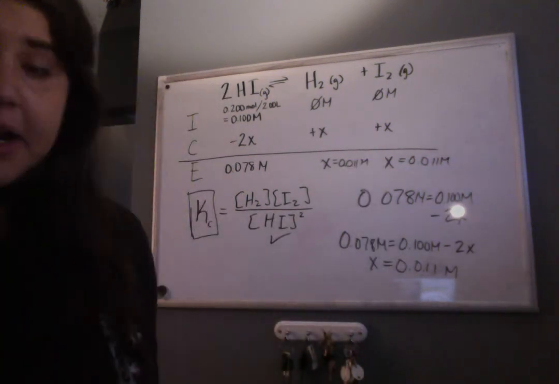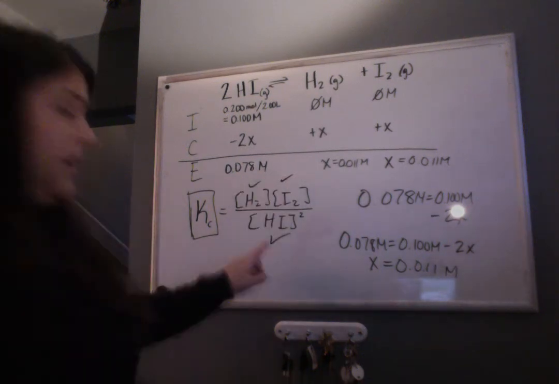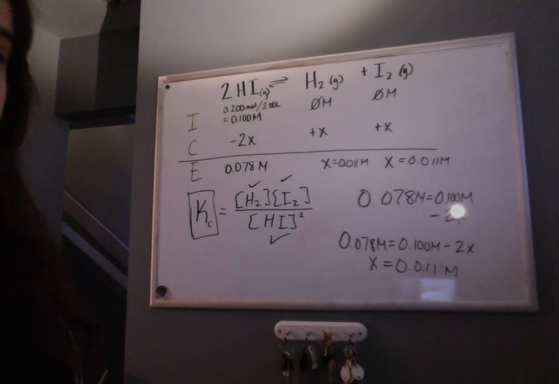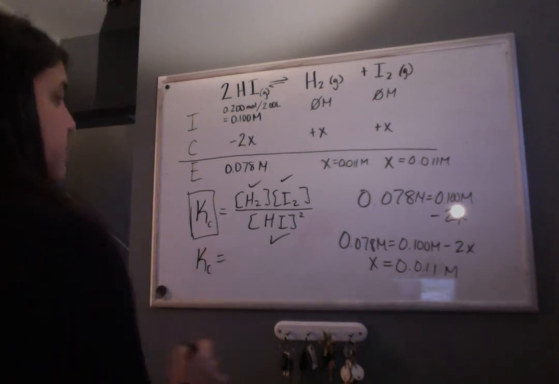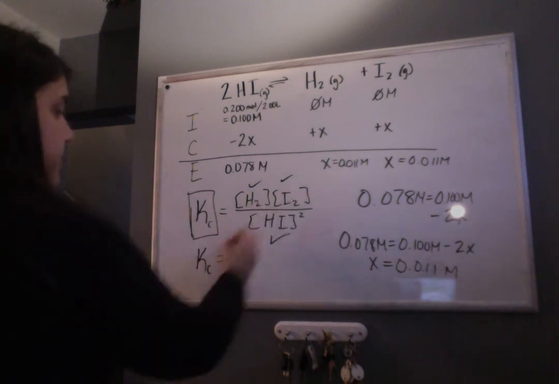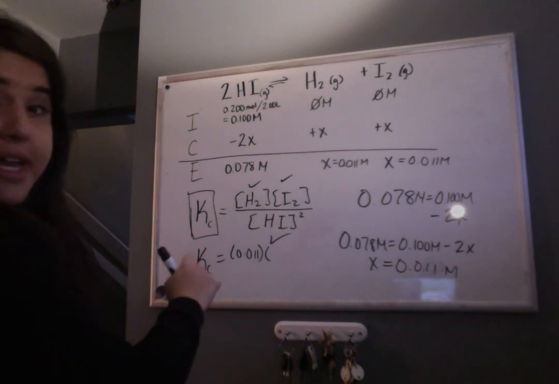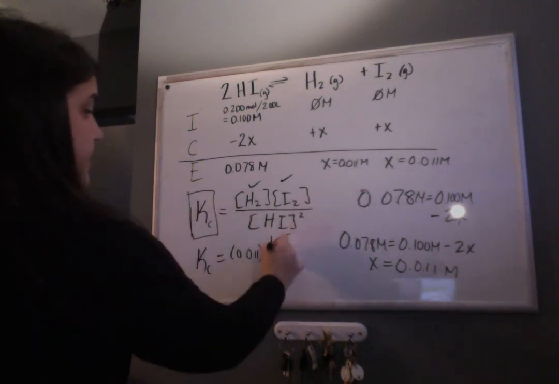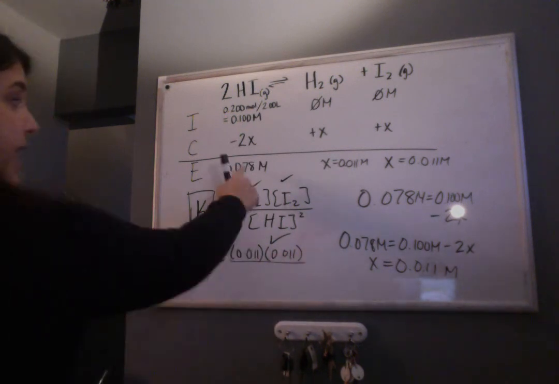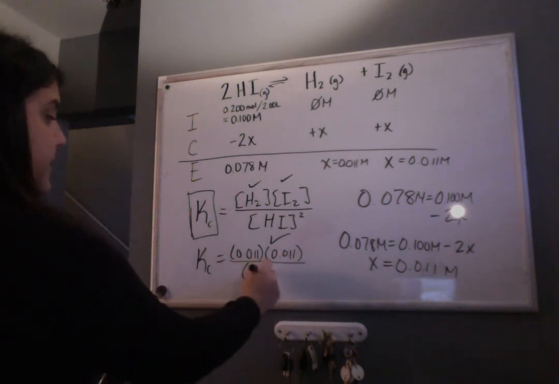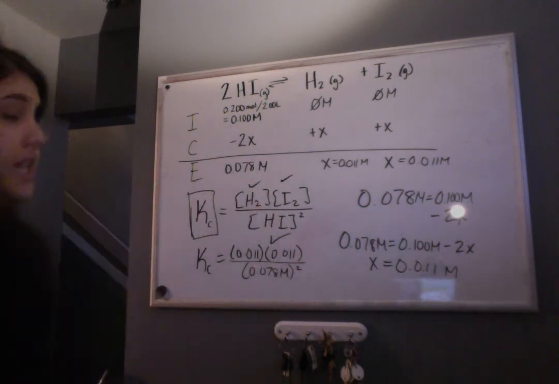So now I have found my concentrations of everything at equilibrium. I have I2, I have H2, I have HI at equilibrium, and I can solve for Kc. So, just to plug that in, Kc is equal to my concentration of H2 at equilibrium, 0.011, times my concentration of iodine at equilibrium, 0.011, all over my concentration of HI at equilibrium, 0.078 molarity squared, again because my coefficient is 2.